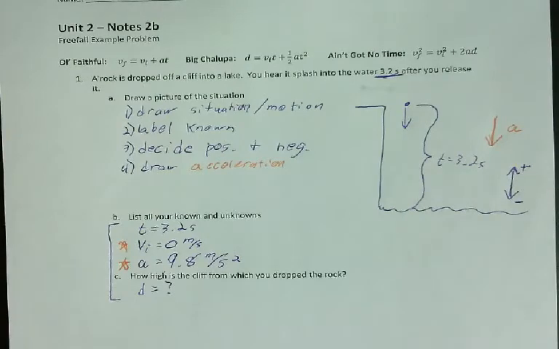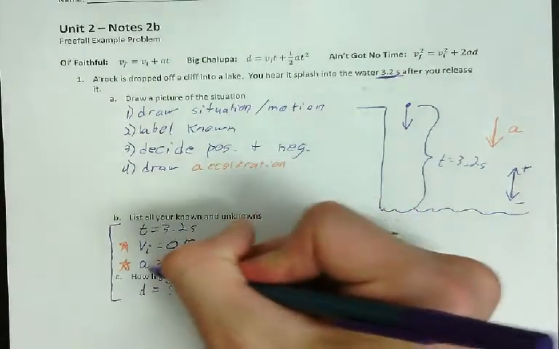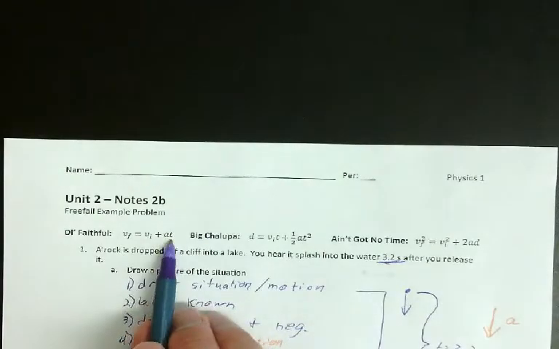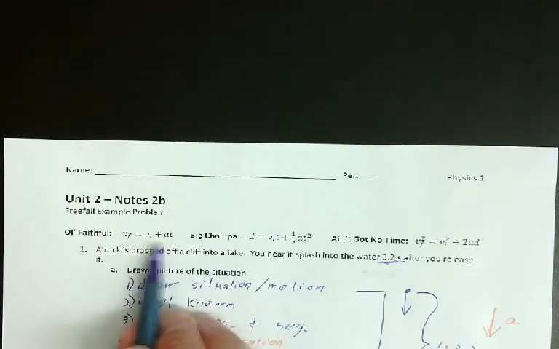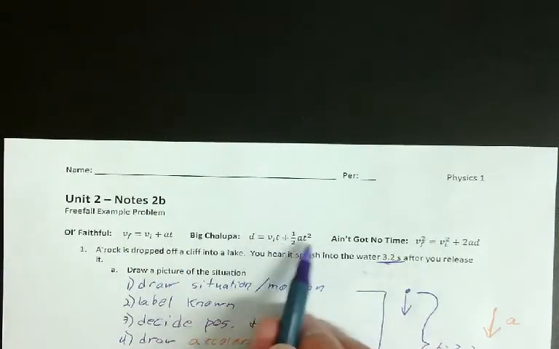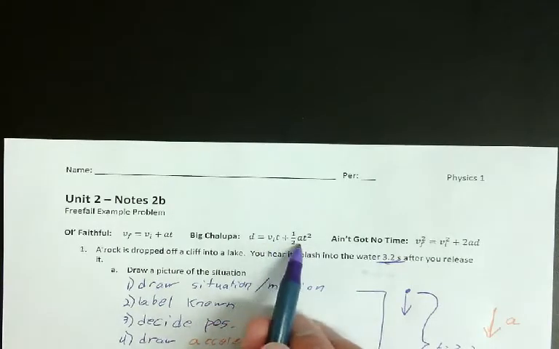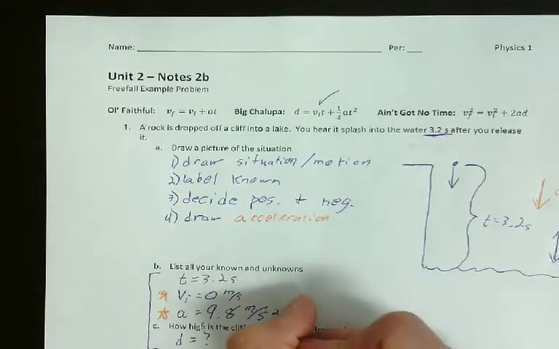So, we need an equation that's got those 3 things. T, VI, A, D. All right? Old Faithful. T, VI, A. Okay, that one's out. T, VI, A, D. A big win for the big chalupa. So that's the equation I'm going to use.